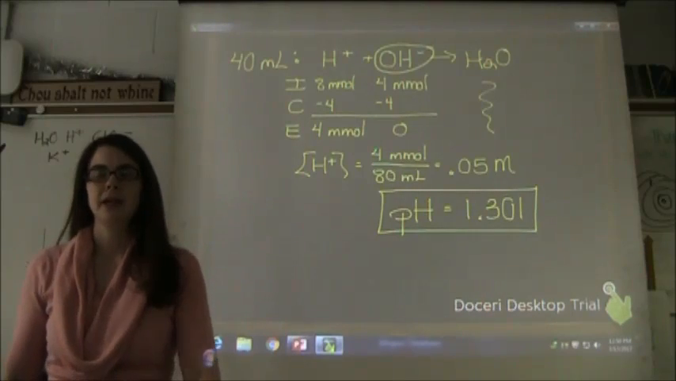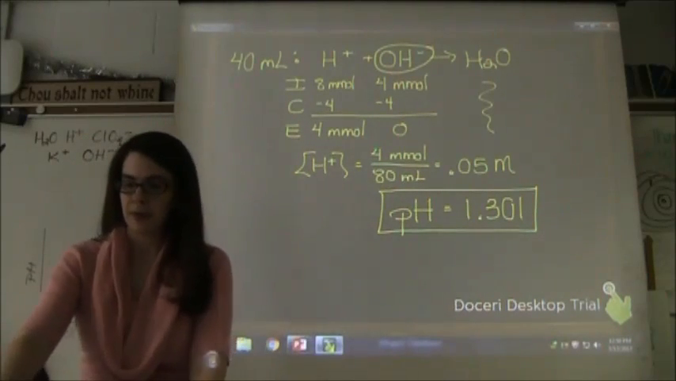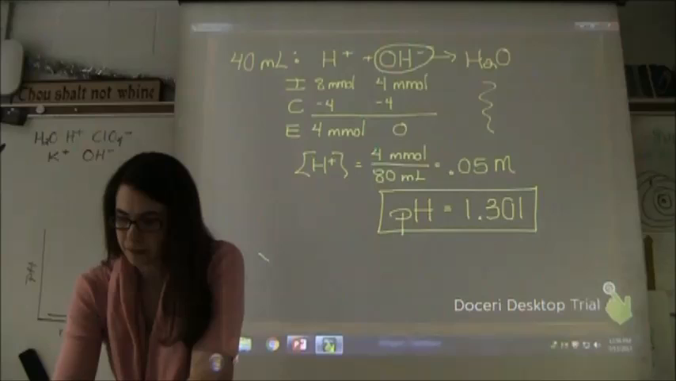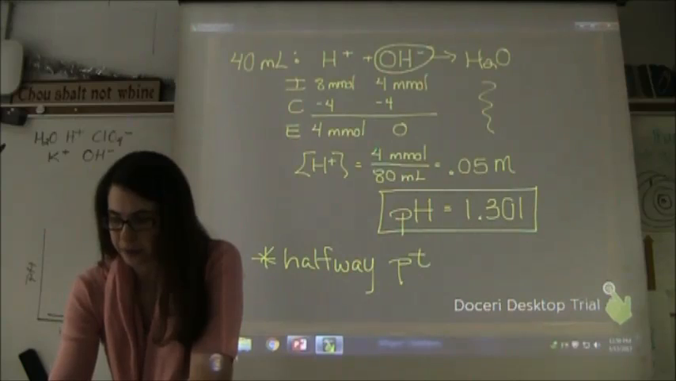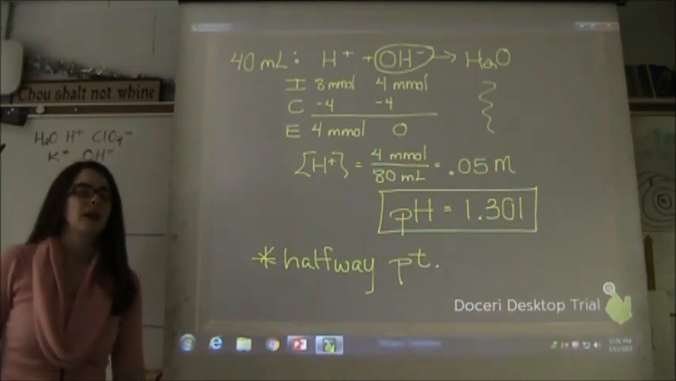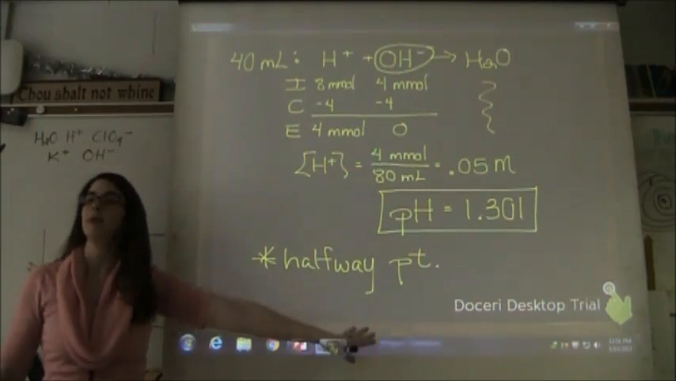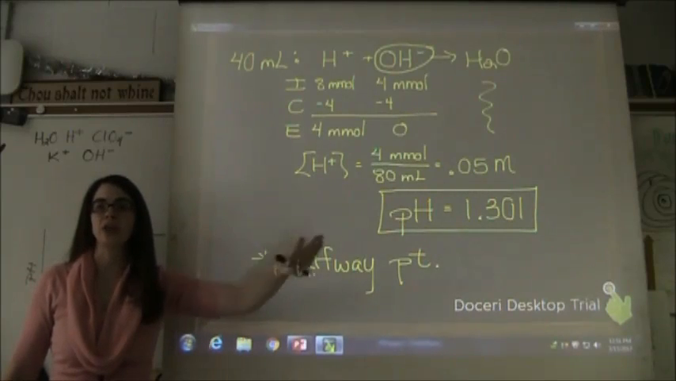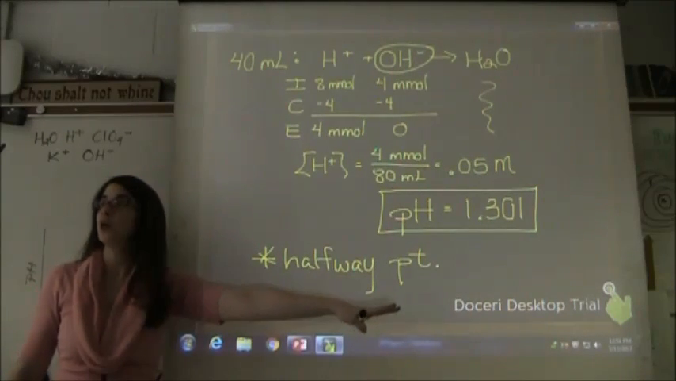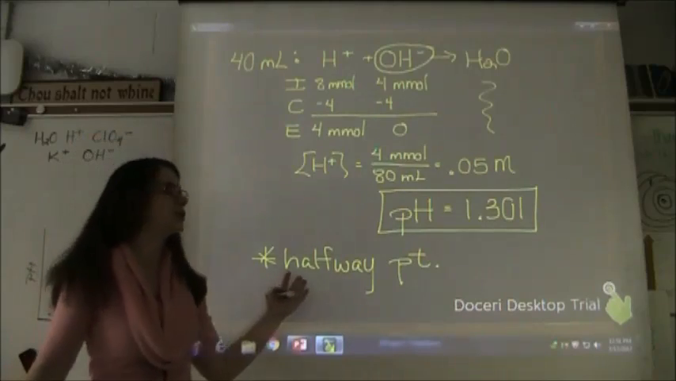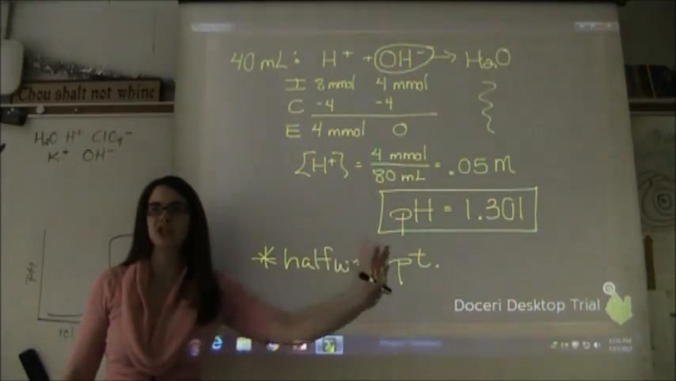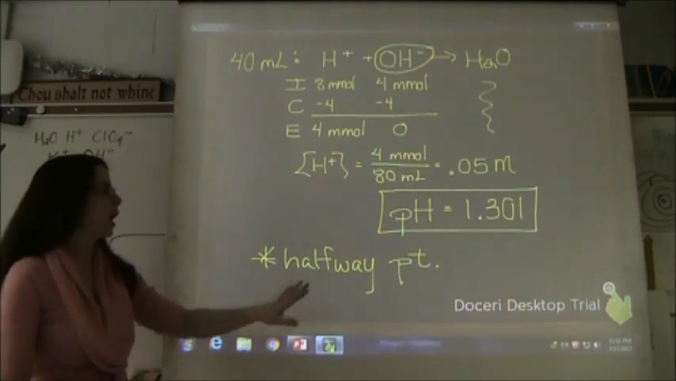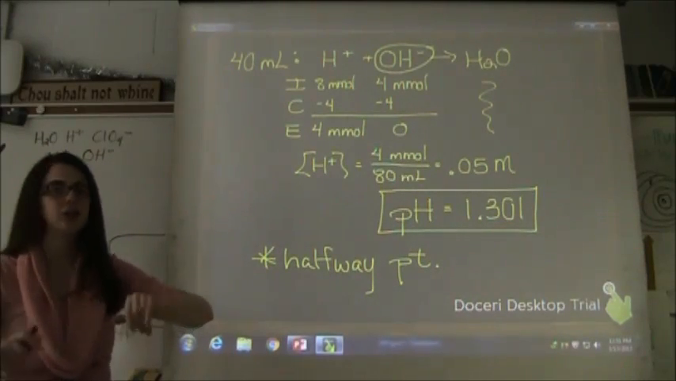Listen. This particular step has a name. It's called the halfway point. This particular step, anybody want to guess where we are halfway to? Equivalence. So sometimes you'll see it called the halfway point. Sometimes it's called the half equivalence point. Okay? Now, why is it called that? Watch.